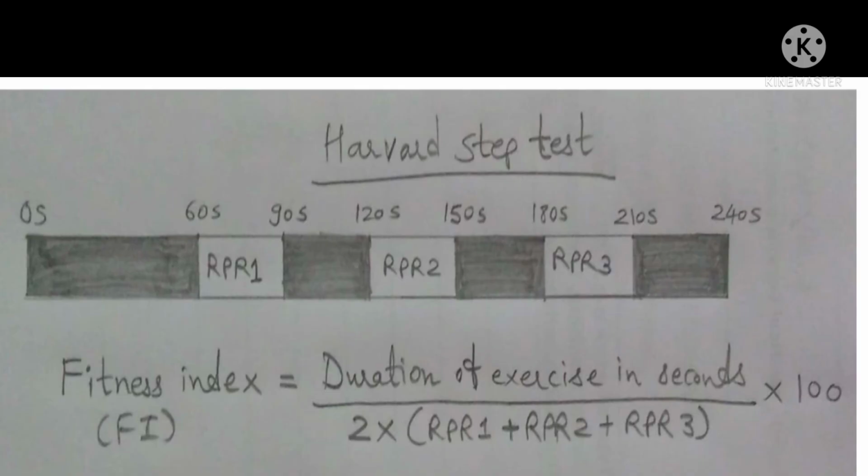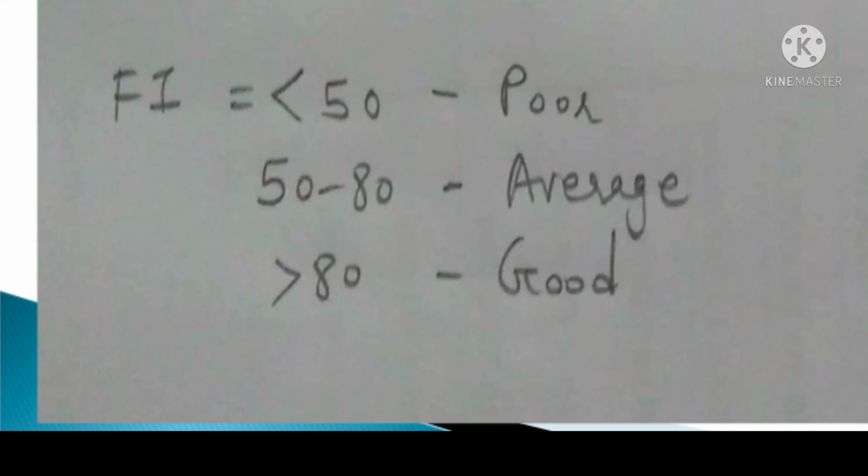This is the diagrammatic representation of how you should count the pulse. And this is the formula for calculation of the fitness index. A fitness index less than 50 is poor, between 50 to 80 is average, and more than 80 is good.